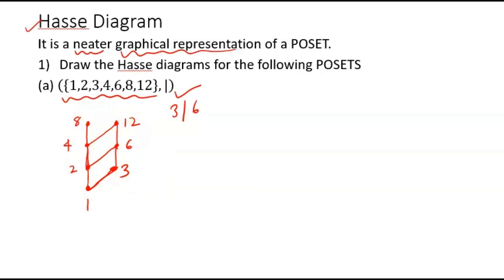So this is a diagrammatic representation of the partially ordered set, and this diagram is known as the Hasse diagram, right? So I hope you have understood how to draw it. We are going to take some more examples to make more sense of the Hasse diagram, right?